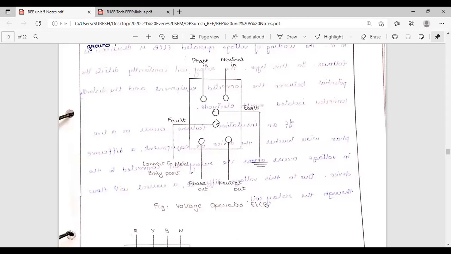In between these two, there is the ELCV. ELCV will operate when the leakage current is flowing. This is voltage operated. Then why is it called voltage operated? Because based on the potential difference only, leakage current is flowing. That's why this is voltage operated ELCV.